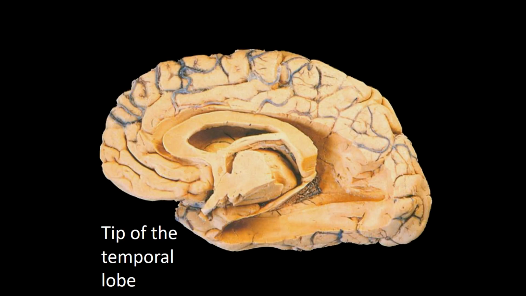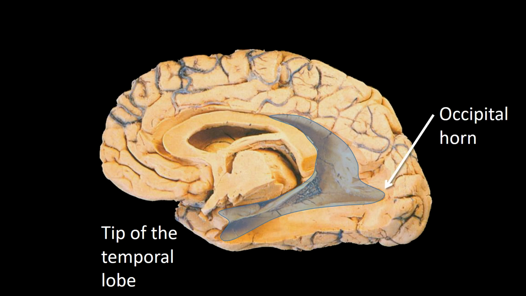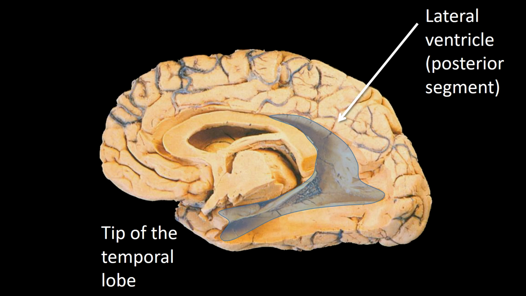The second structure mentioned in this question is the fasciola cinerea. Again, for orientation, I am indicating the area of the tip of the temporal lobe, which, by the way, has been cut off in order to see better the area in question. The shaded area represents the temporal horn of the lateral ventricle. Now I am pointing to the occipital horn, the trigone, the area of confluence of the previously mentioned horns with the posterior segment of the frontal horn.